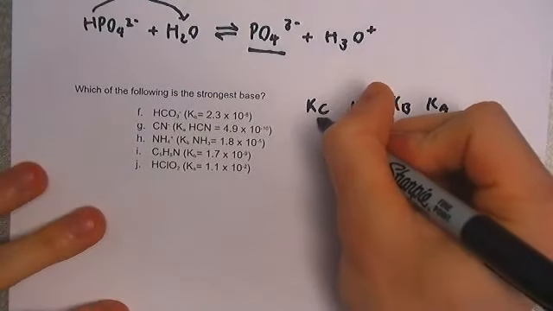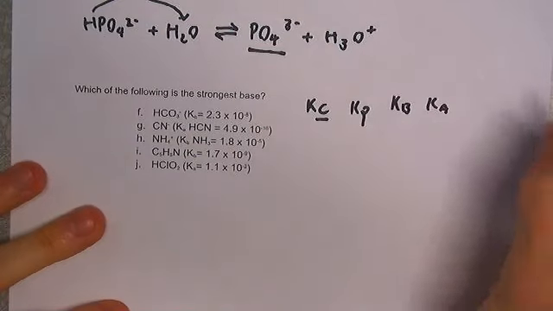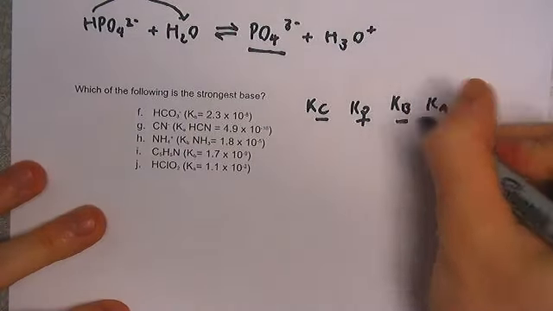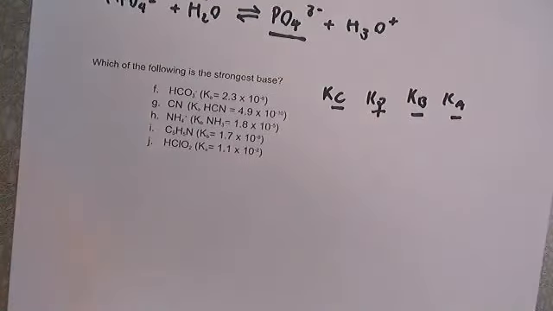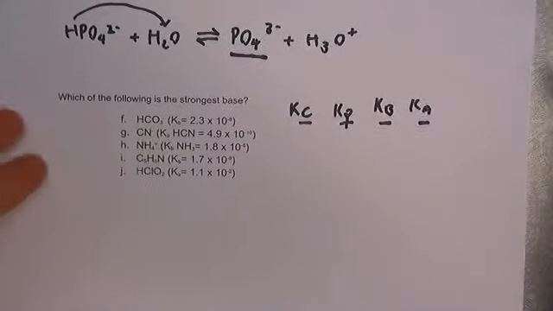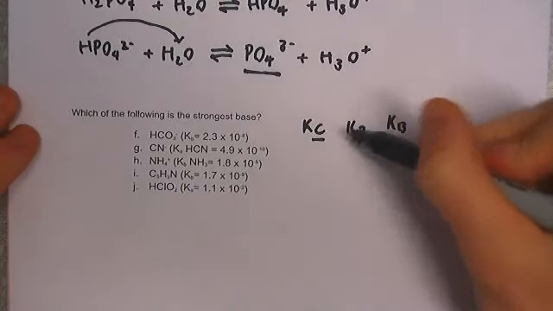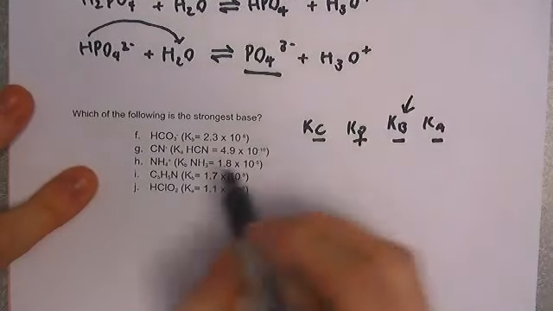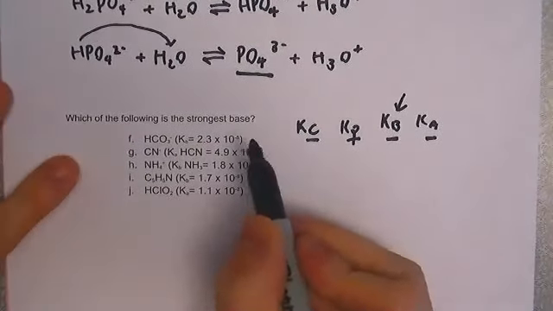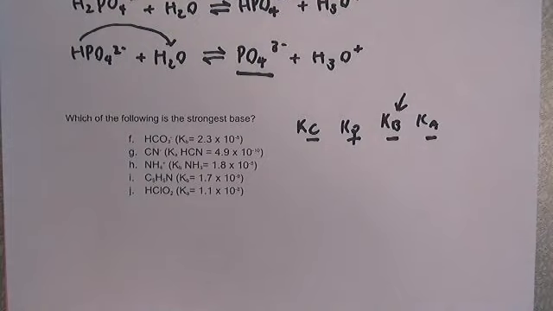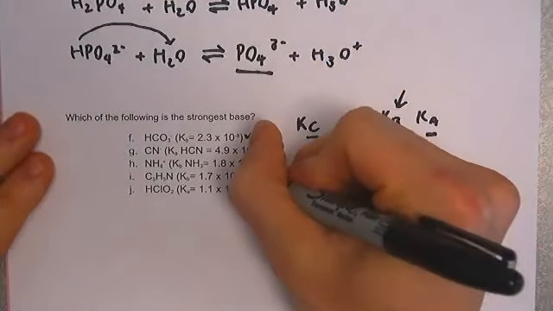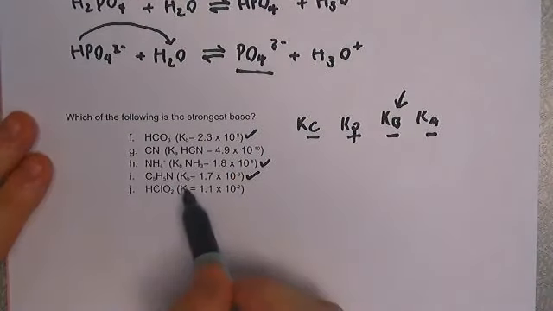K is just products over reactants. But in this case, KC would be relative to concentrations, KP would be relative to partial pressures, and then KB would be relative to bases, Ka relative to acids. Again, K is always just products over reactants. It's just what you're working with, which is denoted by this subscript. In this case, we're working with KBs because we want the strongest base. So we need everything to be in terms of KB. So this one is good, this one's good, and this one's good. We have an issue. These two are in Ka.